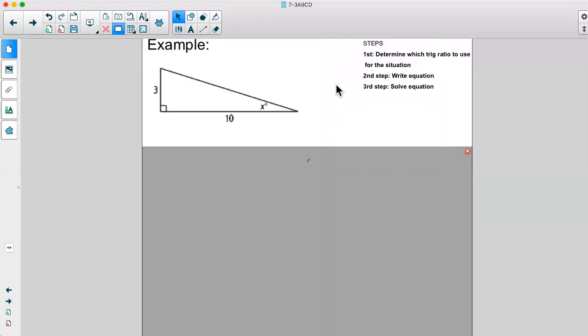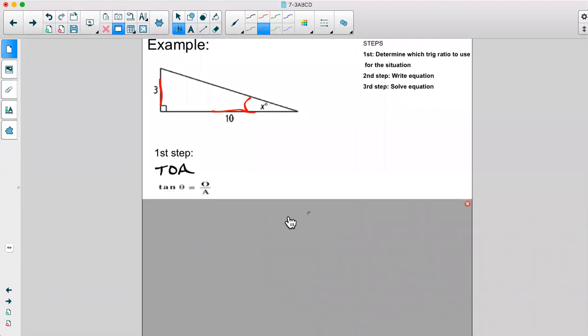So first, the steps are pretty similar to the last video when we found the missing side lengths. The first step is the same. We have to find which trig function involves an angle, the opposite leg, and in this case, the adjacent leg. Of course, it'll be different for every problem, but in this problem, we have an angle, the opposite leg, and the adjacent leg. Which trig function involves an angle, the opposite leg, and the adjacent leg? TOA. The tangent of an angle equals the opposite leg divided by the adjacent leg.